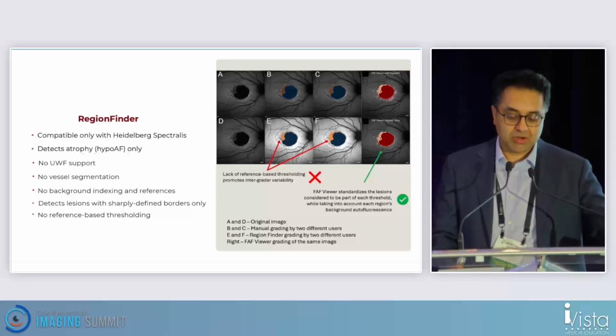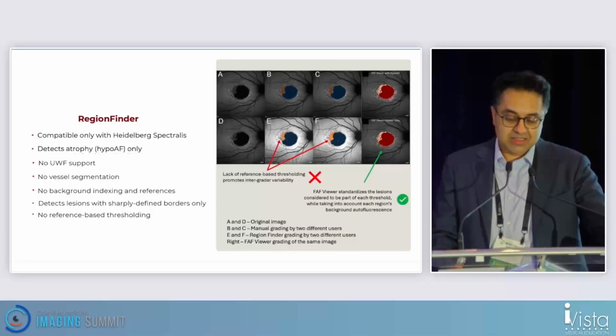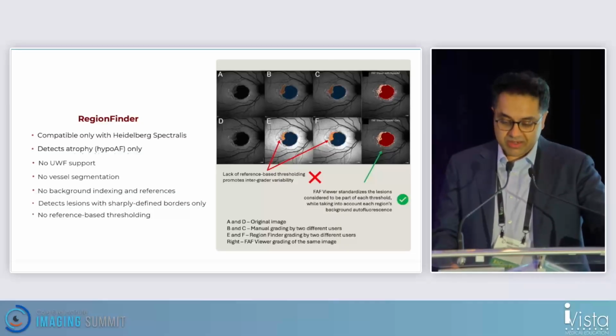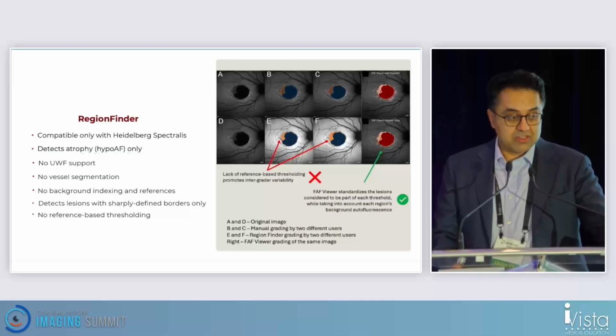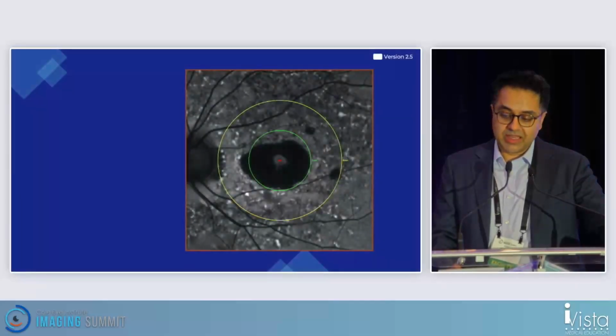Comparing this to the Heidelberg Region Finder, it only does hypoautofluorescence. It doesn't look at ultra-wide field images. There's no vessel segmentation and no background indexing or references, and it can only detect lesions that have sharply defined borders, with no reference-based thresholding. And so what we're doing is a little bit different.